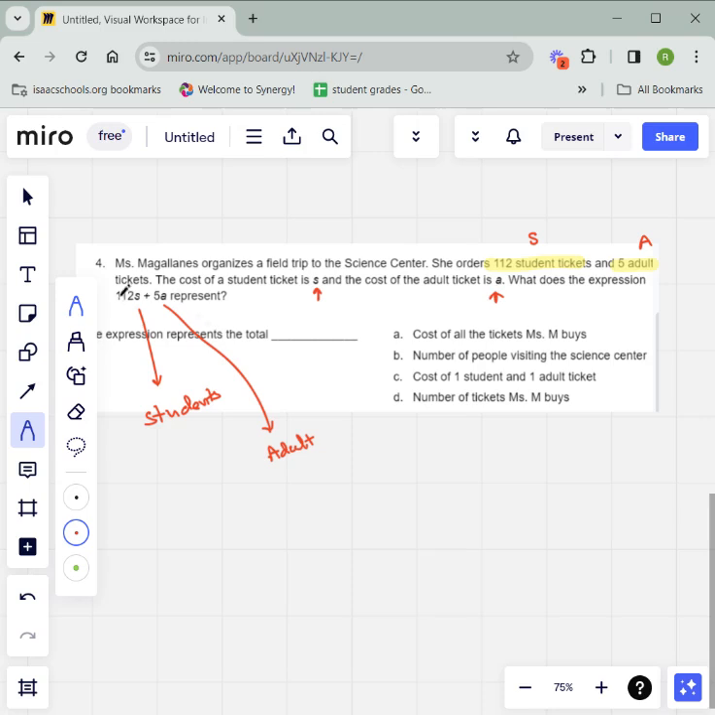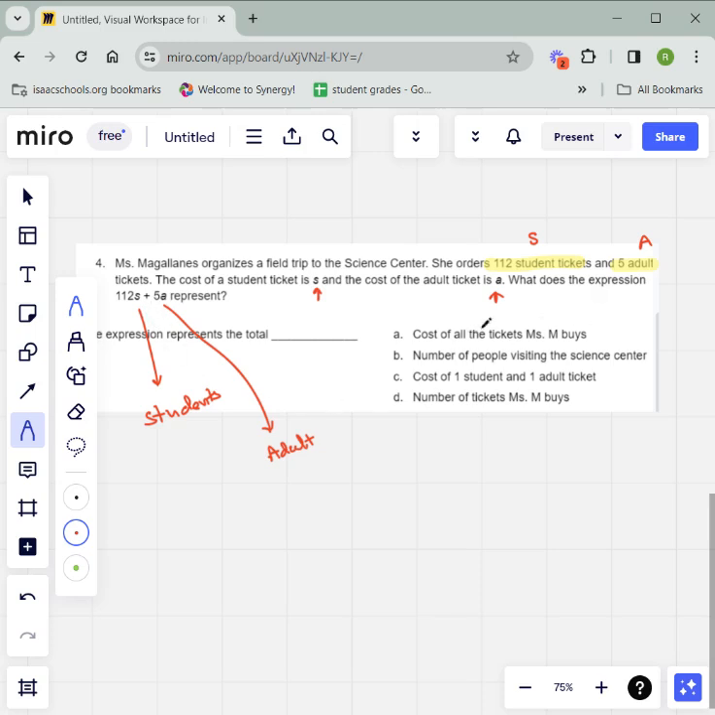So if I say here 112S plus 5A, which is the total cost, let's say how much we spent on the field trip, because we don't know how many students there are. But whatever the number of students, we're going to multiply with 112, and then the 5 adults with $8 for the adult. So you combine, and you're going to get the total cost.